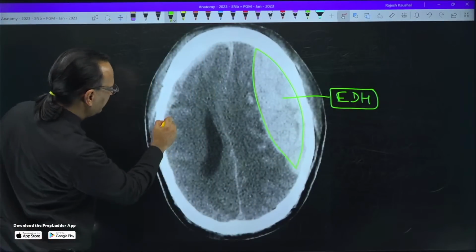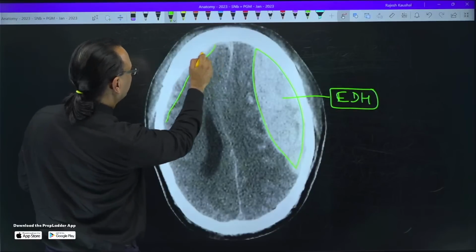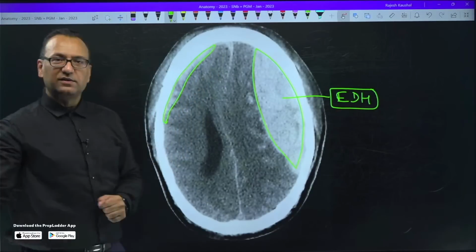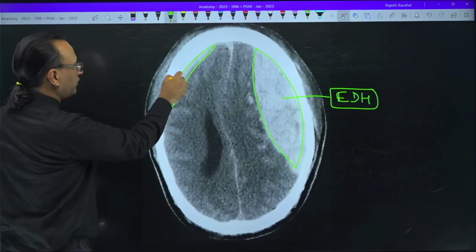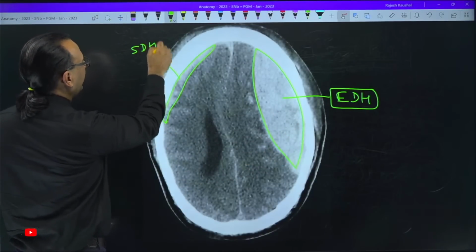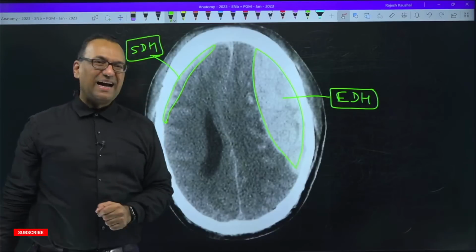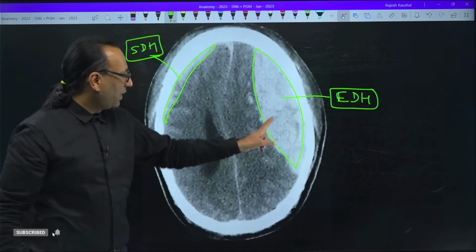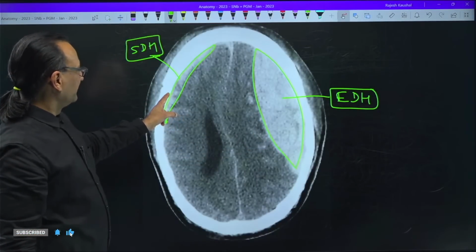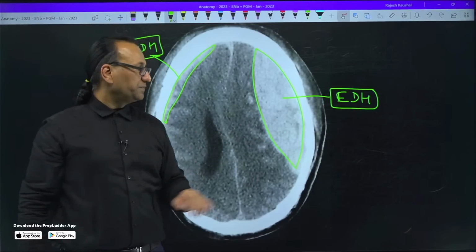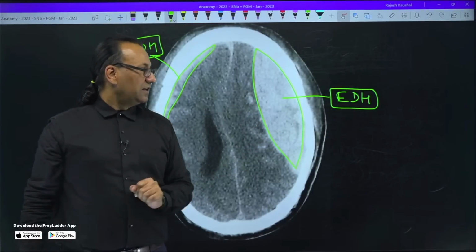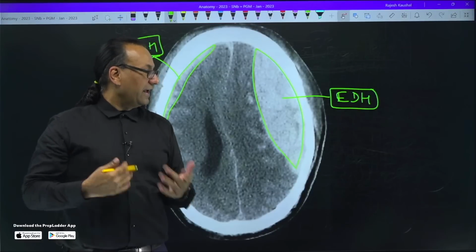But do you notice here something? What is this? This is not only extradural hemorrhage, but this is also subdural hemorrhage, and both are acute. Both are acute. Whitish. So, extradural hemorrhage, a question comes, happening in which kind of patient?